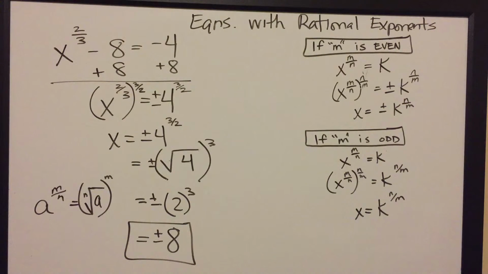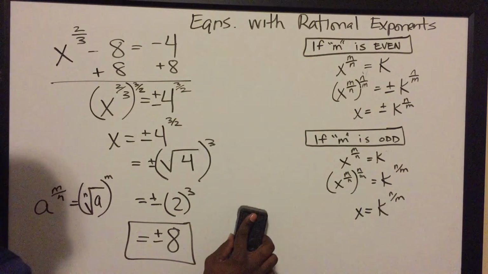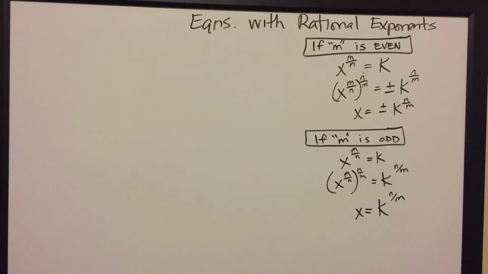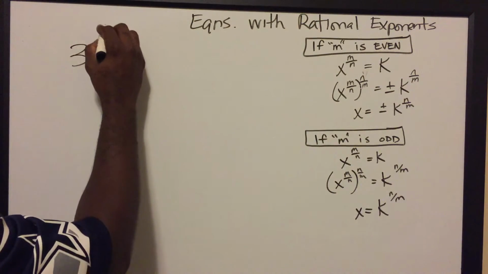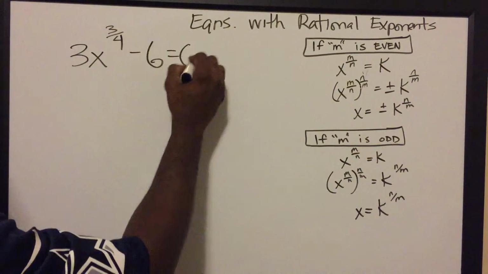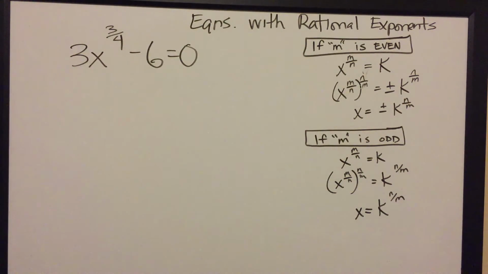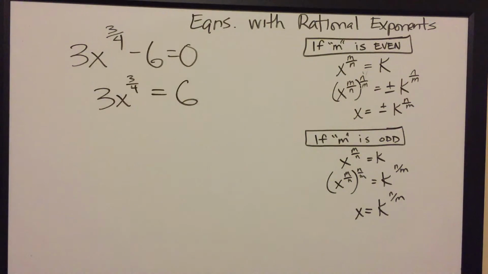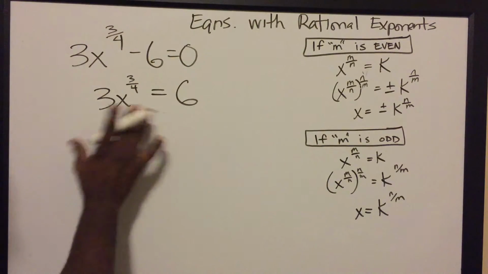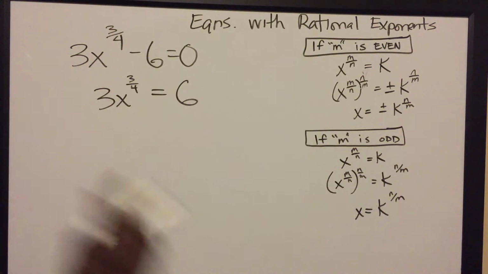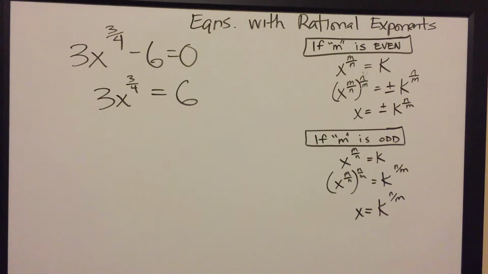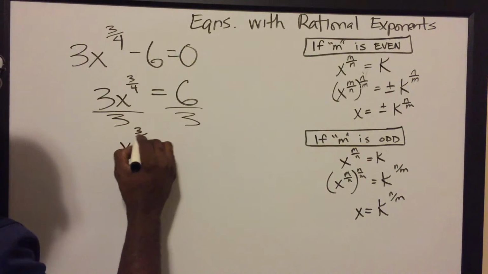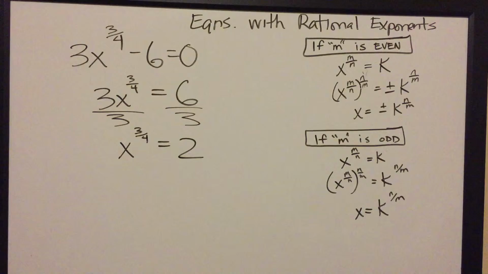Okay, so now let's do one with when m is odd. All right? Let me erase this one. 3x to the 3/4 minus 6 is equal to 0. First thing we have to do is move this 6 to the other side. So 3x to the 3/4 is equal to 6. Then we still do not have it completely set up yet because it says x. What do we do in order to get this x all by itself? Exactly, we divide by 3. So divided by 3, we have x to the 3/4 is equal to 2.